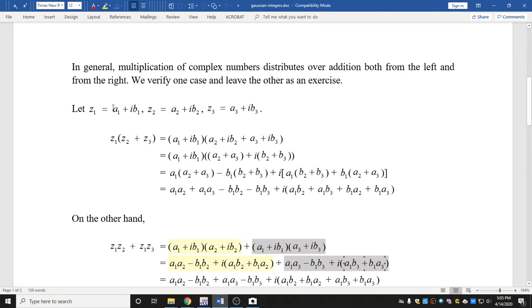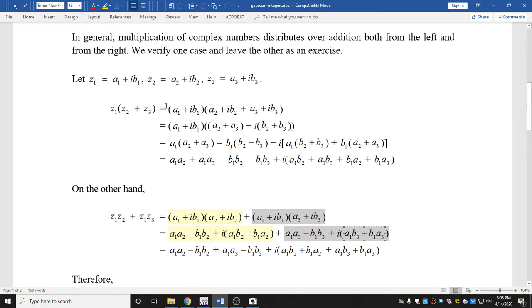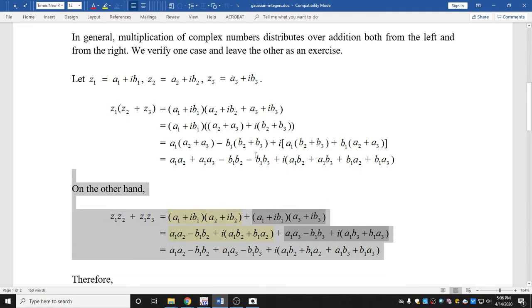So in general, multiplication of complex numbers distributes over addition from the left and from the right. We're verifying one case, the one from the left. You could verify the case from the right as an exercise, but since complex numbers under multiplication are commutative, it actually suffices to consider this case only.